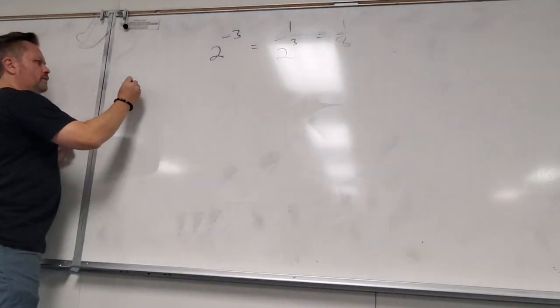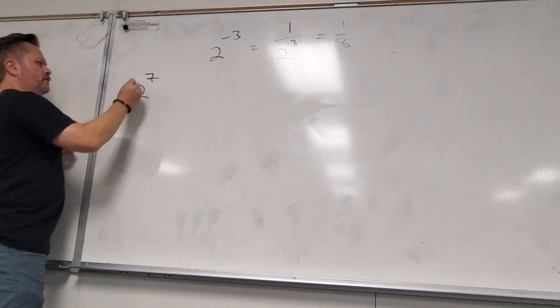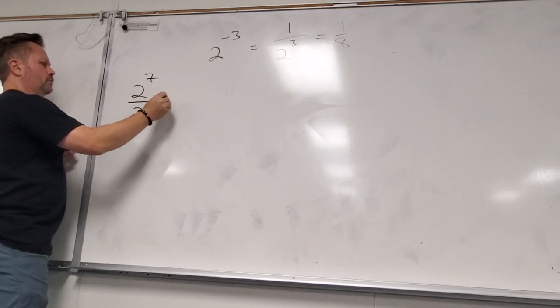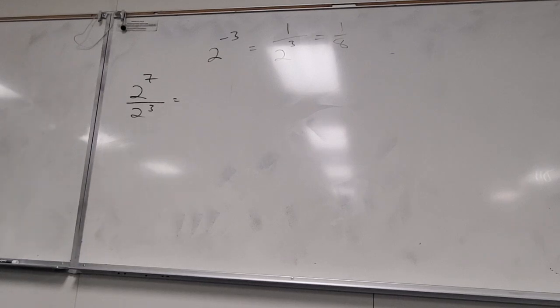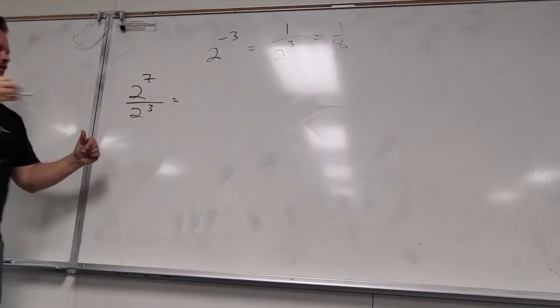What happens if I do 2 to the 7th divided by 2 cubed? What do I get? 2 to the 4th, exactly, right? You have 7 2's, you divide 3 of them away. Of course, now you got 4 left multiplying, all right?